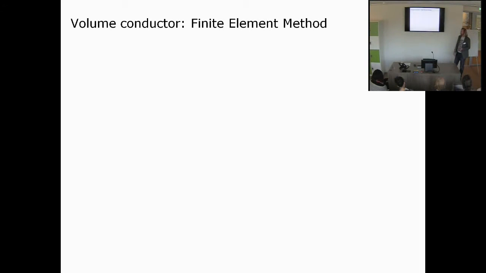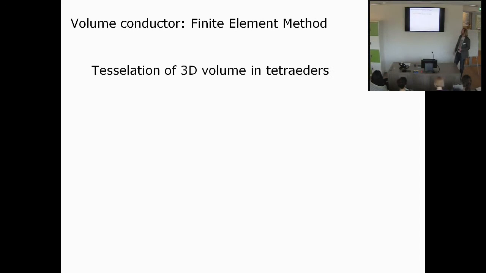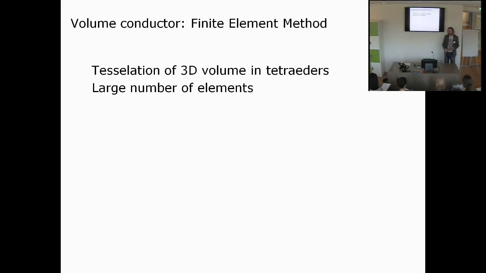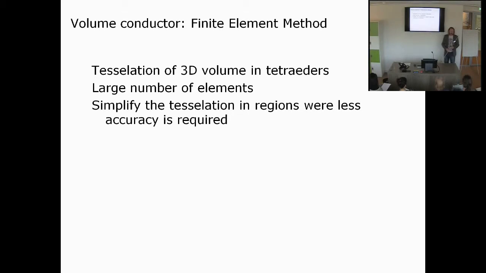A second model that we can use for the volume conductor is the finite element model. With the finite element method, we tessellate the 3D volume into small tetrahedra, or small volume elements. That means that rather than describing the surfaces, we describe the whole volume, and that means that we also need a large number of elements. The finite element method allows us to simplify the tessellation to make larger volume elements in regions where we need less accuracy, for example deep in the brain, and to use more tetrahedra, more volume elements, in regions where accuracy is more required, for example around the skull.